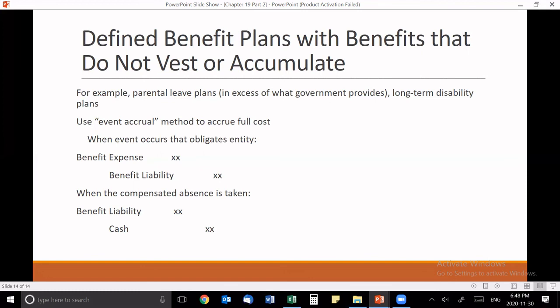It's pretty straightforward. Yeah, and defined contribution plans are pretty straightforward too. The big difficult part in this chapter is the defined benefit plans and doing that worksheet, making sure you know the differences between ASPE and IFRS, and making sure you do the journal entries correctly.